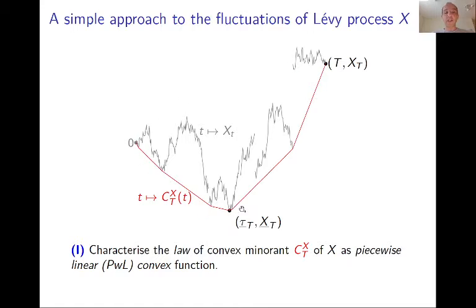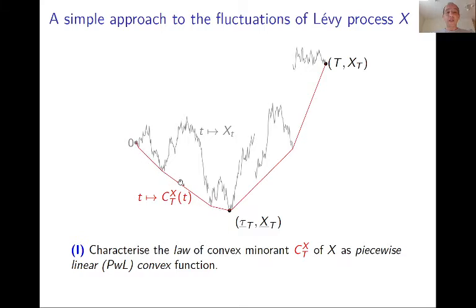So this red function here is a convex minorant of the trajectory of X. This means it's the pointwise largest convex function which is below the trajectory. And it's clear from this picture, indeed true, that the convex minorant is going to be a piecewise linear convex function. Okay? So if I could characterize the law of the convex minorant, I would be doing well in terms of this triplet, because, for example, the infimum of the trajectory over the interval 0 to capital T would then just be, this is just linear bits.